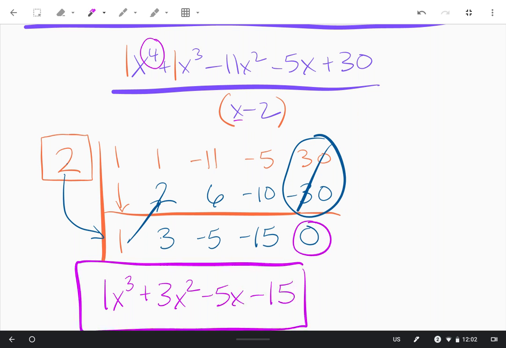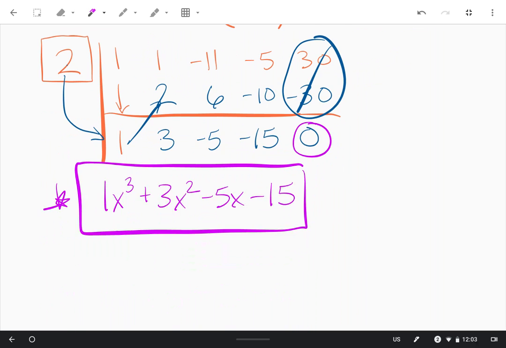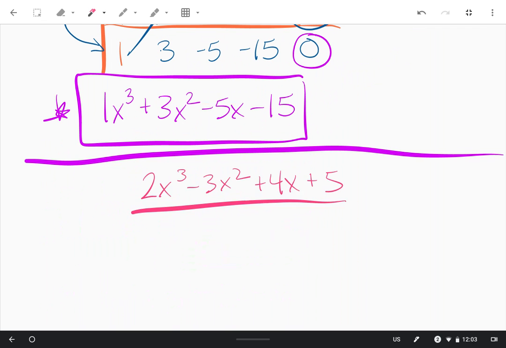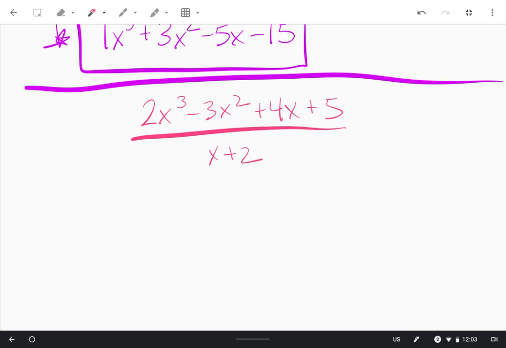In the unit, they have you do different ways of doing this. Some of them give you the completed problem and ask you to write what the answer would look like, and in others, they have you do the entire process. So let's do another example. You have the following: 2x to the third minus 3x squared plus 4x plus 5, divided by x plus 2.